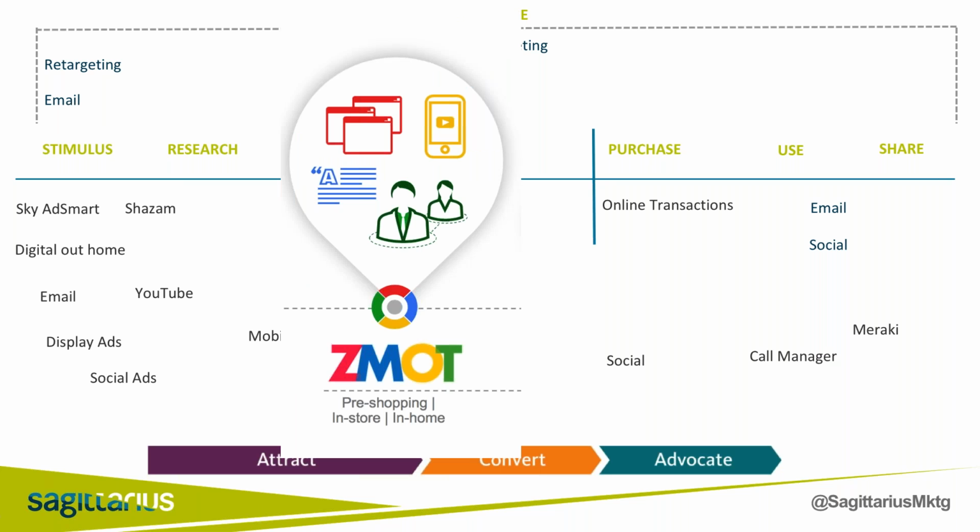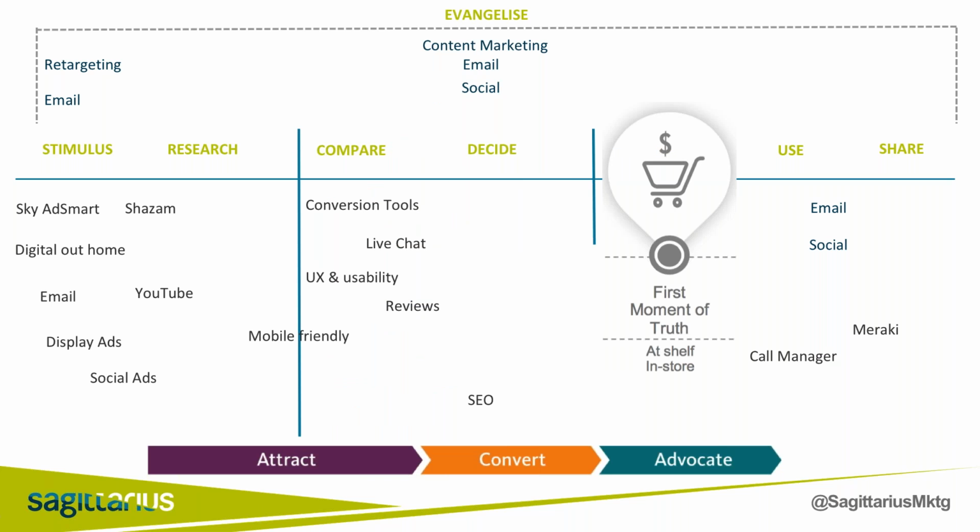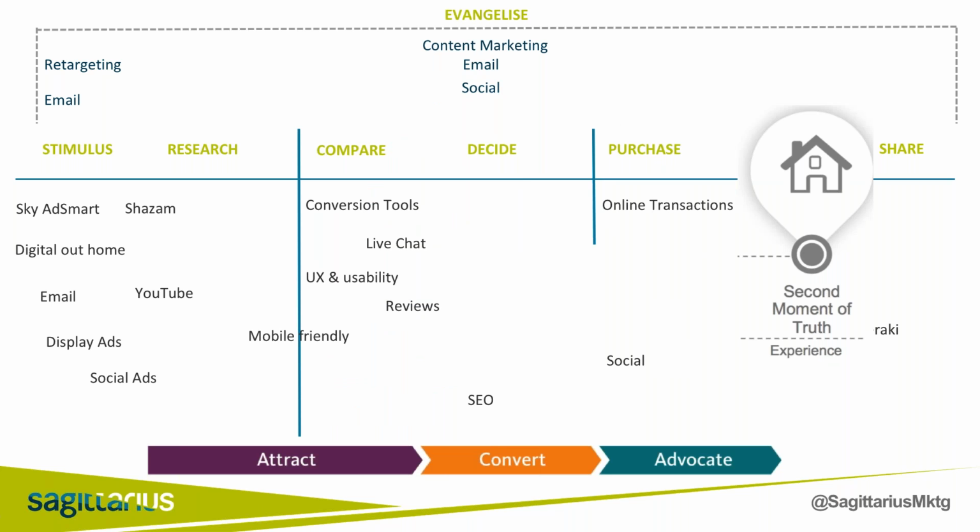Zero moment of truth is really the key part, and this is where we're pushing users to your website. That's where loads of the money is spent. And then obviously we've got the website itself, so that needs to function in the best way that it can in order to push them through to the purchase stage, which is the first moment of truth. And then their second moment of truth, which is where they get the product home.